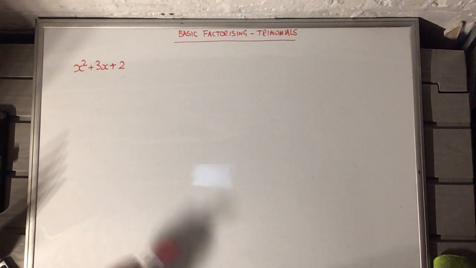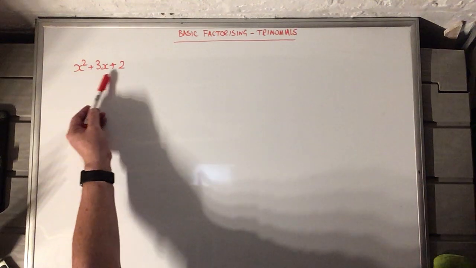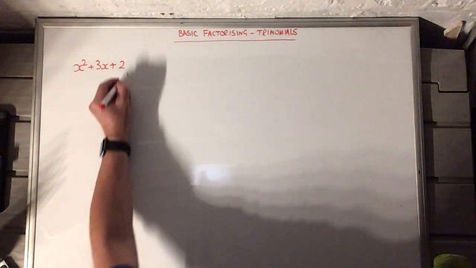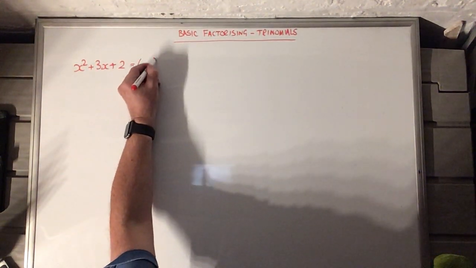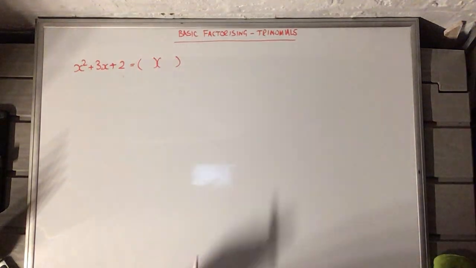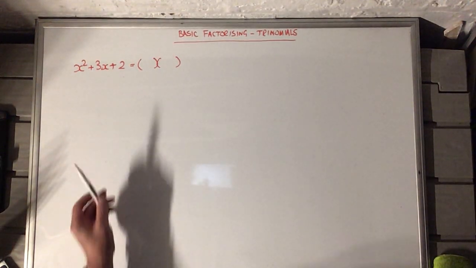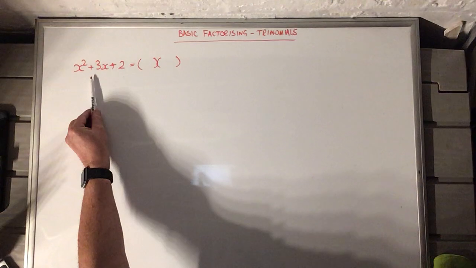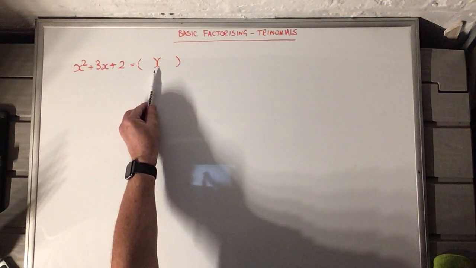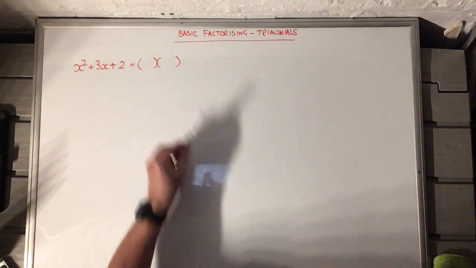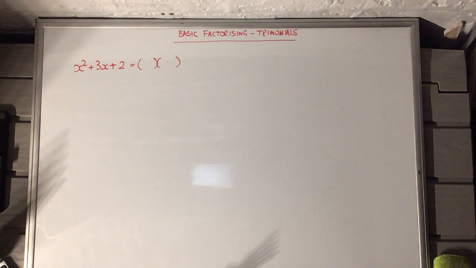So factorising, well, it's changing an addition sum into a product of two brackets, a multiplication of two brackets. So we want to take this expression and we want to change it into two brackets that multiply together. Okay, so the standard way of doing it, we're going to use the grid method.